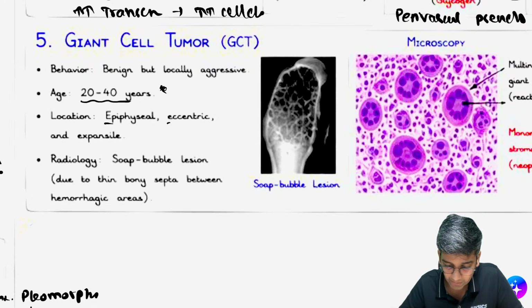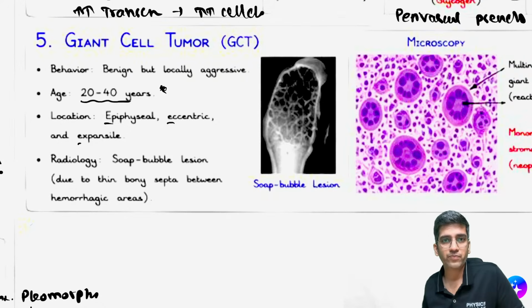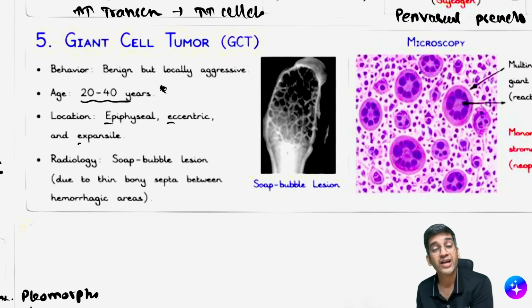Location is very characteristic. All the 3 points are required. Epiphyseal tumor. Most of the tumors are in the diaphysis and few in the metaphysis, but this is classically in the epiphysis. Eccentric tumor and expansile tumor. All three are classical for giant cell tumors.